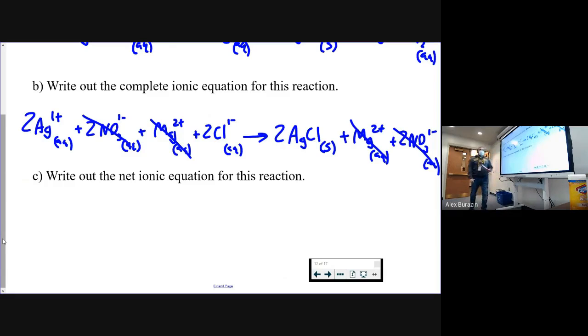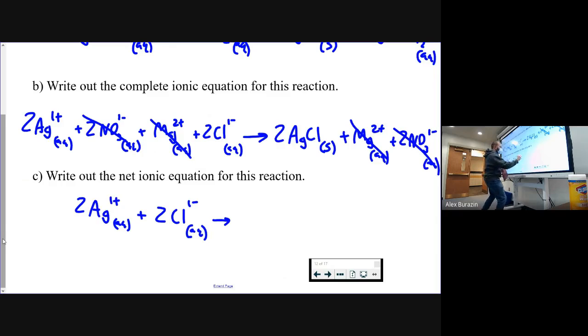Okay? So the net result of this, or the net ionic equation, is 2 silver ions plus 2 chloride ions gives us 2 silver chlorides, solid. And that is the net ionic equation.